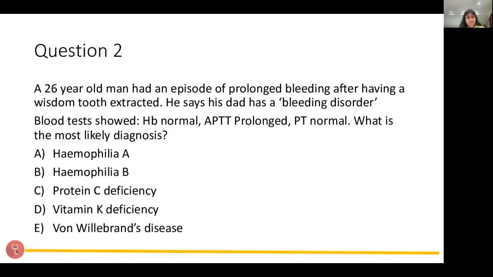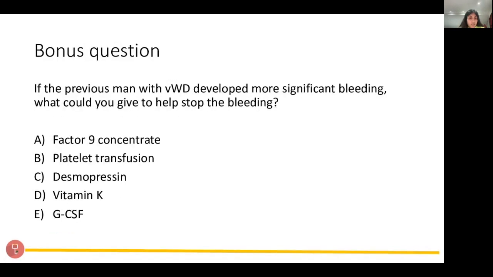Okay. So yeah. And the next question, this is a bonus question. If the previous man with von Willebrand disease developed more significant bleeding, what could you give him to stop the bleeding? Also, I appreciate we didn't spend long speaking about these inherited conditions just because we don't have time. But I will do my best to explain as much of them as we can. And maybe we can have another talk going into those in more detail. And here's a poll.